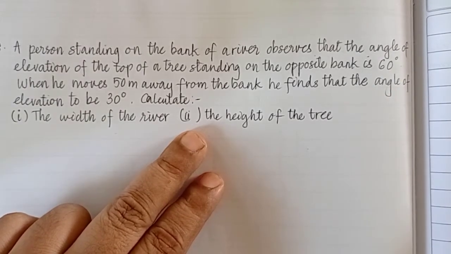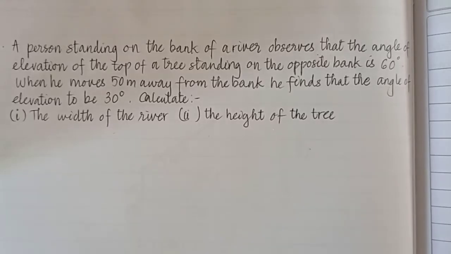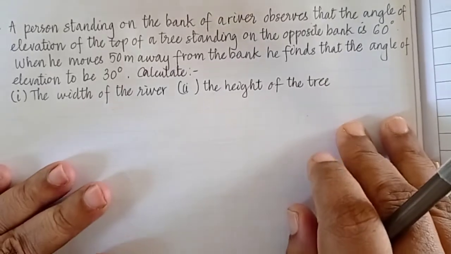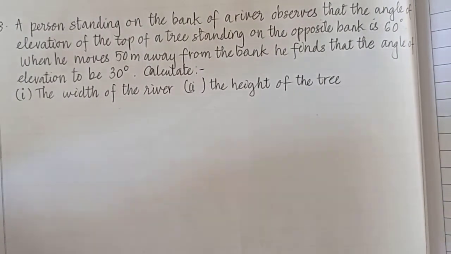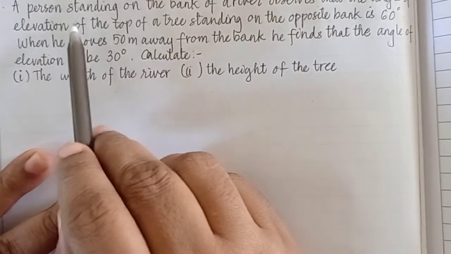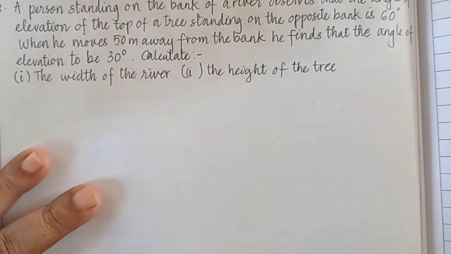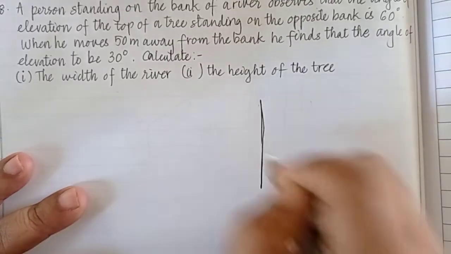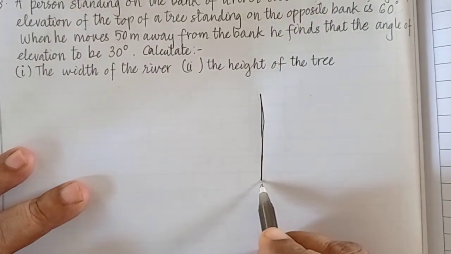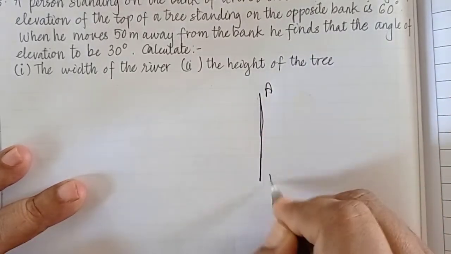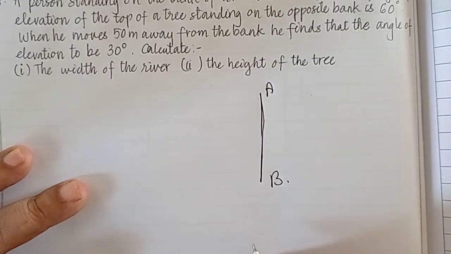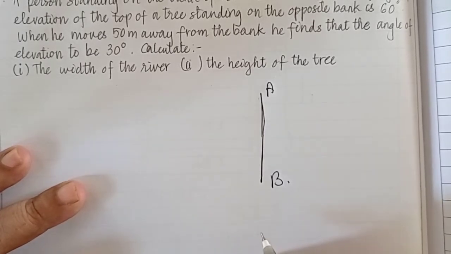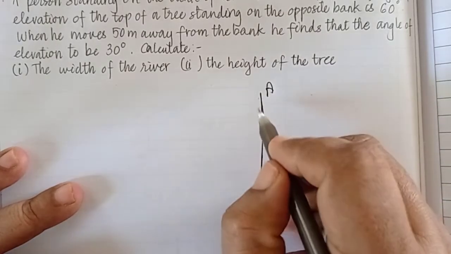Two questions are there. One is you have to find the width of the river, and the second one is the height of the tree. All of you look at the board, listen carefully. A person standing on the bank of a river. Suppose the person is here. This is the bank of a tree, AB. And what happened? The angle of elevation of the top of a tree on the opposite side is 60 degree.